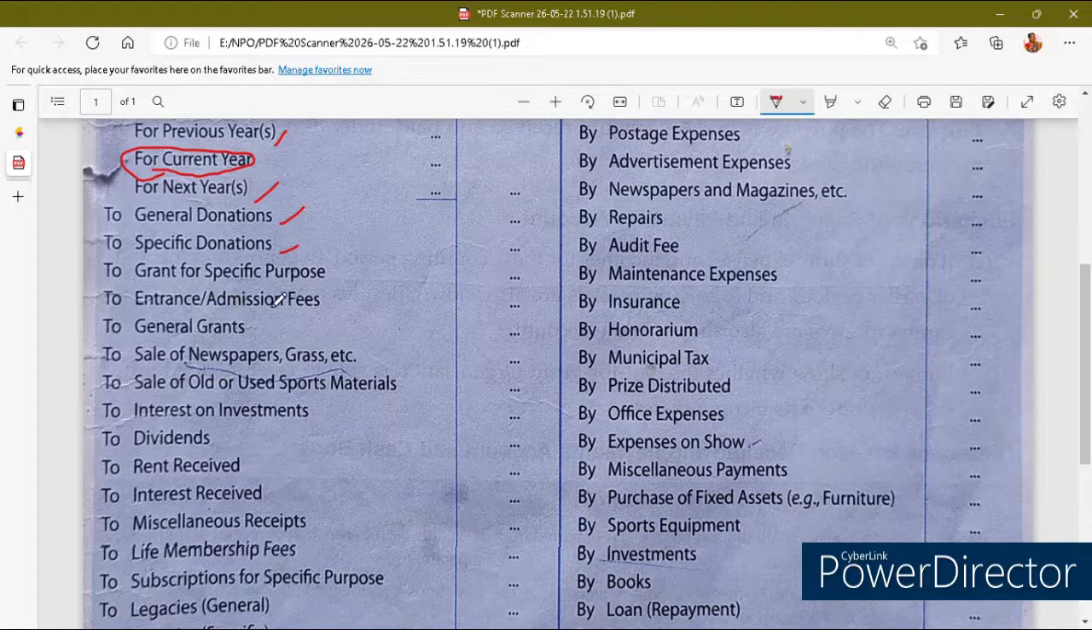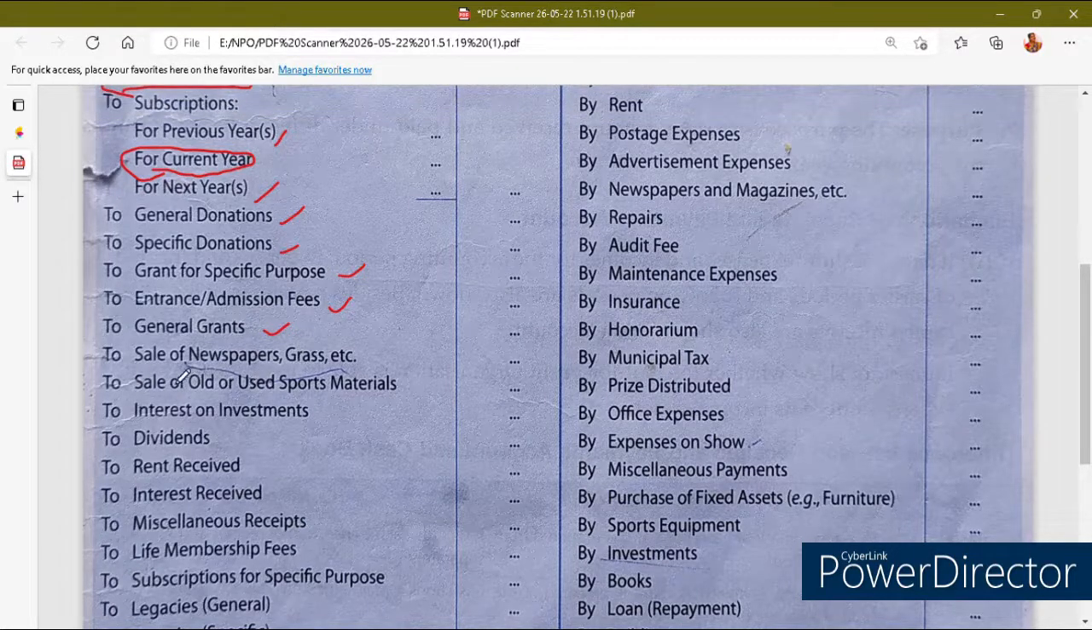And grant for a specific purpose, specifically to conduct any tournament or to construct a building or swimming pool, whatever it is, that will be taken into account in the receipts and payments account. And entrance and admission fees is revenue nature, so that will be taken into account. And general grants also revenue nature, generally government grants. And sale of newspapers, revenue nature. And sale of old used sports materials, also revenue nature, so that will be taken into account.